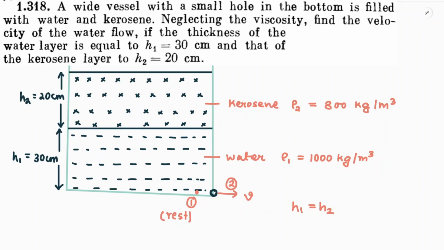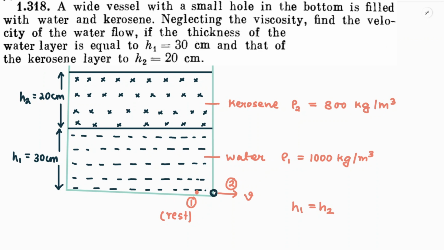So hello guys, we are dealing with the second problem in the fluid mechanics series, and this is problem number 1.318. The problem is stating a wide vessel with a small hole in the bottom is filled with water and kerosene. Neglecting the viscosity, find the velocity of the water flow if the thickness of the water layer is equal to H1 equals 30 cm and that of kerosene layer H2 equals 20 cm.